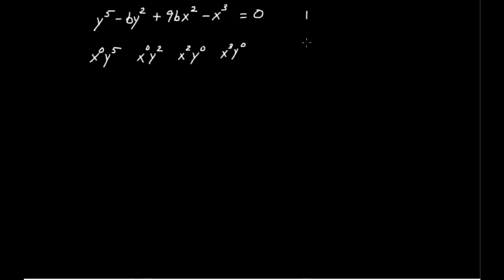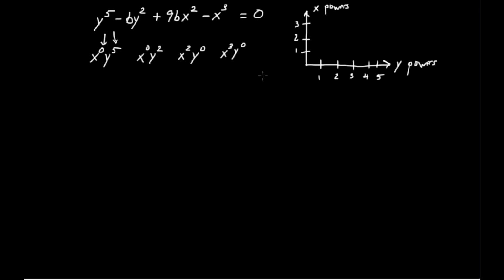What he does is he makes a graph, and on the horizontal axis, we're going to have the powers of y. So y powers there. And on the vertical axis, we have the x powers. And let me just make some grid lines here. We'll see what's going on in a second. 1, 2, 3, 4, 5. And on the vertical axis, I'm going to have 1, 2, and 3.